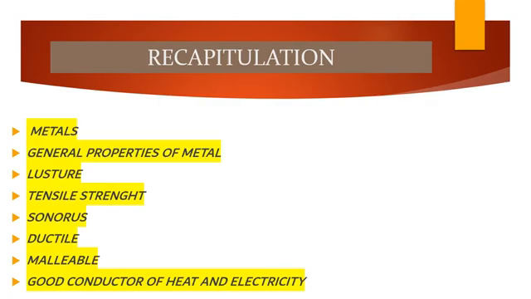Malleable means we can make metals into thin sheets, wires like that. Next, good conductors of heat and electricity. All the metals can conduct heat and electricity easily. So these are the general properties of metals we discussed in the last video.